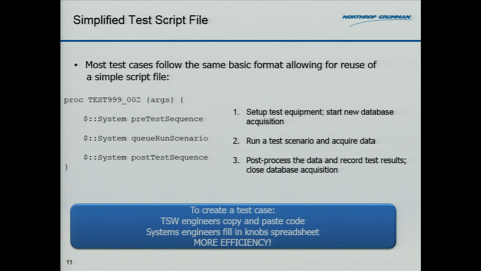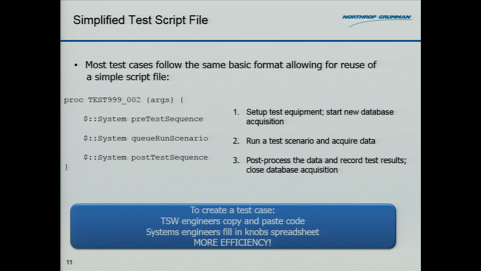And so really, I guess the bottom line of this is that this now becomes your test script. So instead of going line by line and saying, set the signal generator to this frequency, set the oscilloscope to that frequency, a test script really only needs to say, do your pre-test sequence, run the scenario, which will trigger reading in from the spreadsheet, and then do your post-test sequence and cleanup.